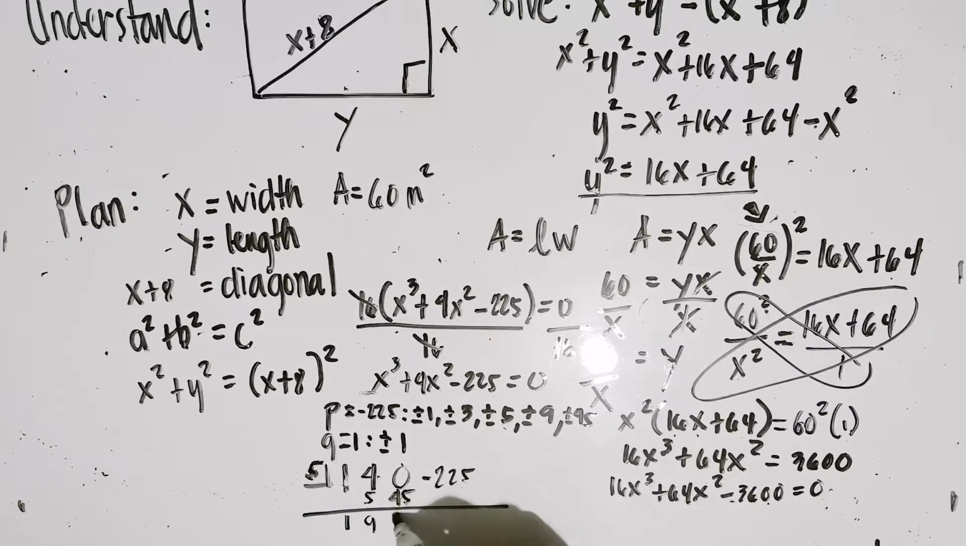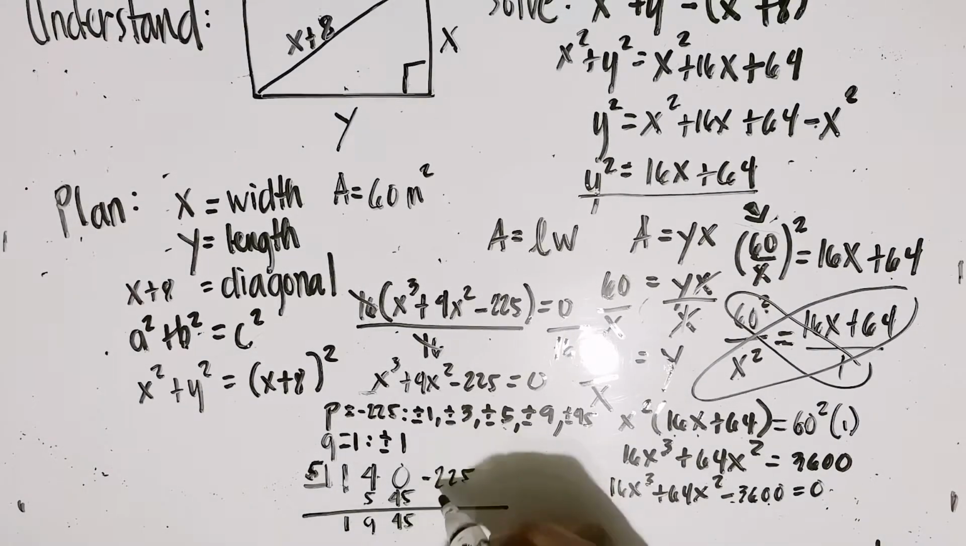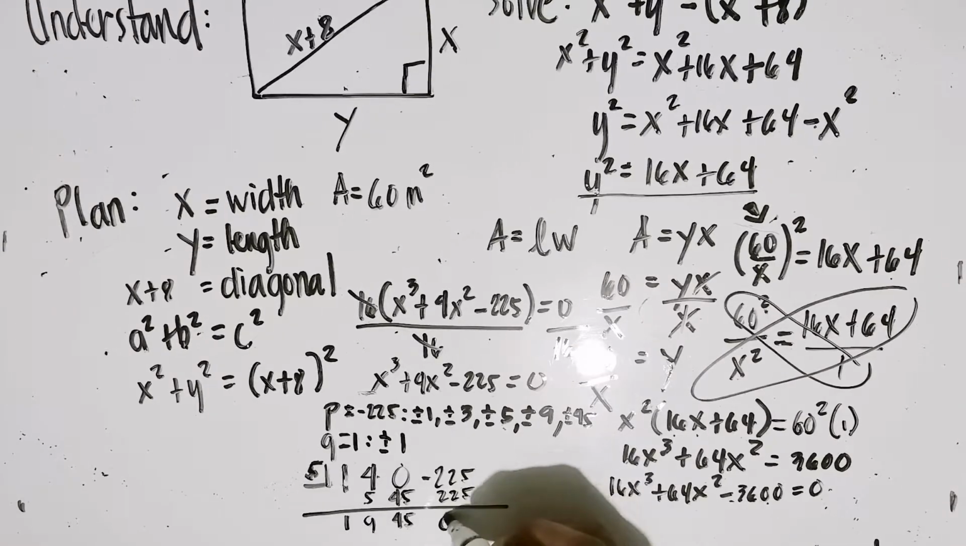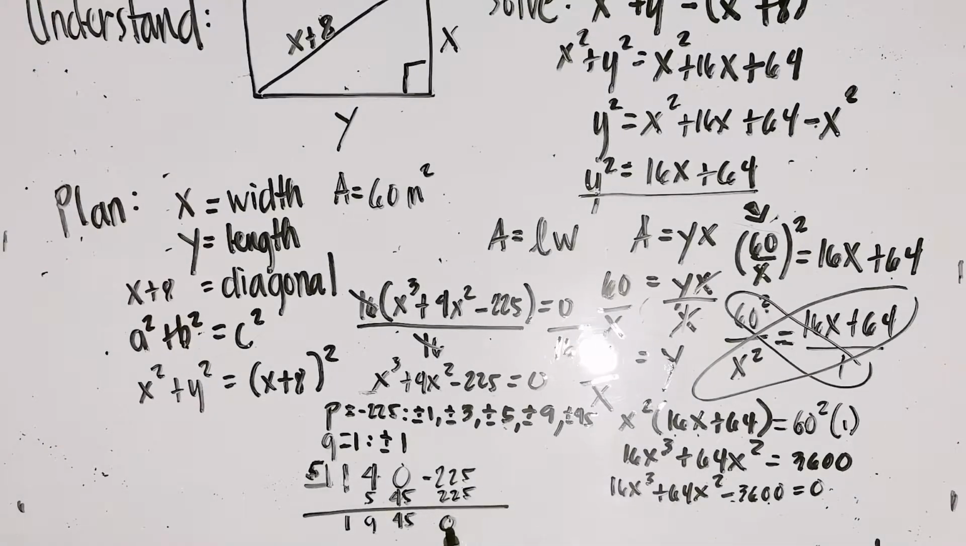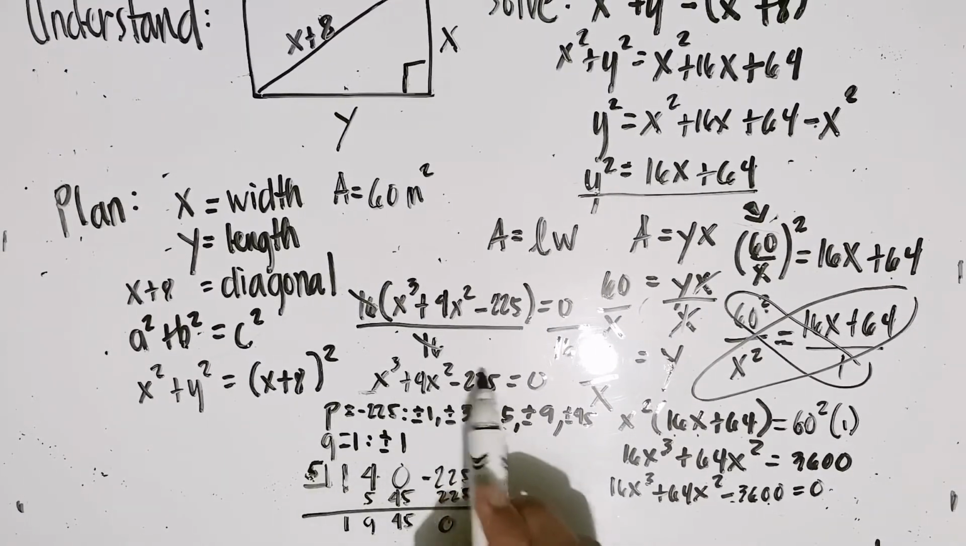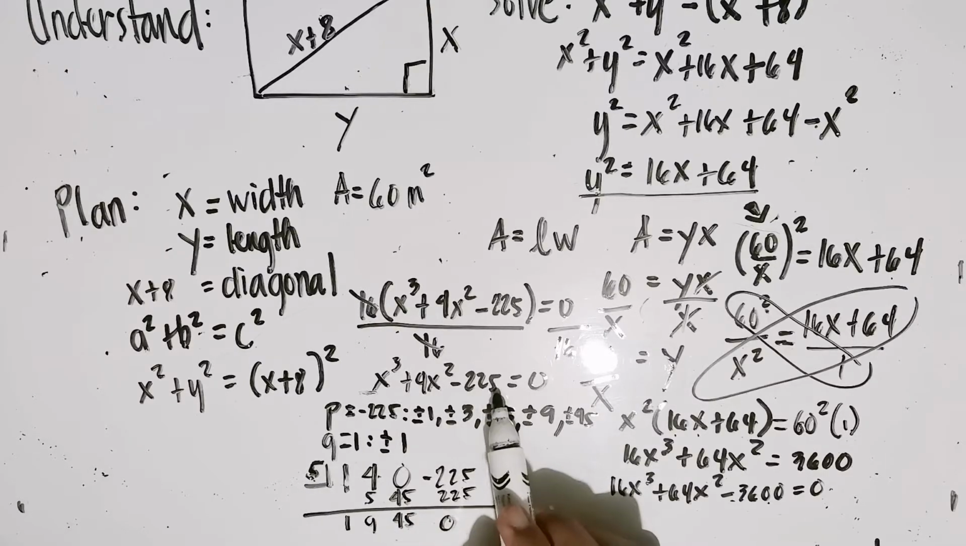0 plus 45 is 45. And 5 times 45 is equal to positive 225. Negative 225 plus 225 is equal to 0. Because the remainder is 0, it means that 5 is correct. 5 is a factor of this polynomial equation.